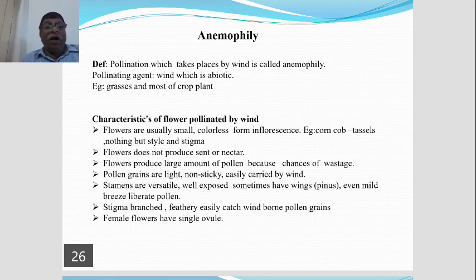Next, if you examine the stigma, it is highly branched and feathery. It easily catches the wind-borne pollen grains. Another important point, female flowers have a single ovule. Okay. So that's all about anemophily. Okay.